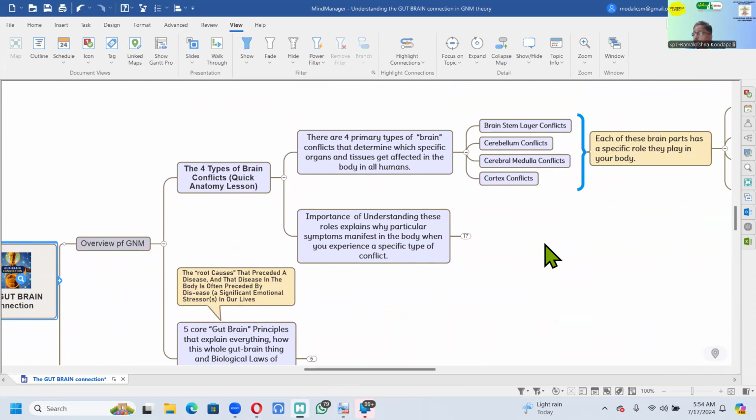But basically there are primarily four types of conflicts that determine which specific organ and tissue can get affected in the body in all humans. What are we talking about? Brainstem, cerebellum, the cerebral medulla, or the cortex. There are only four kinds.